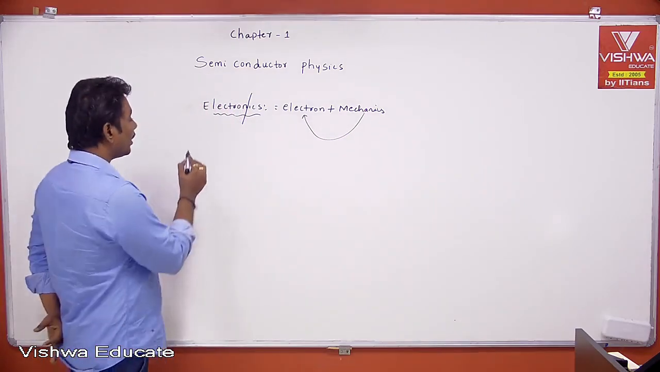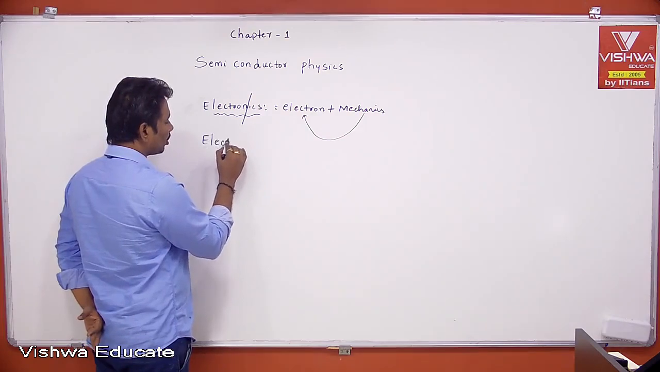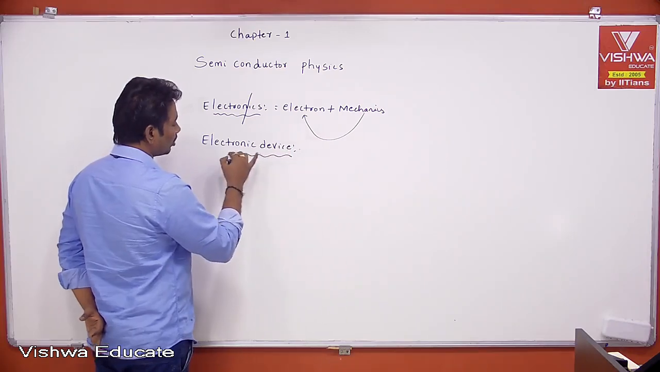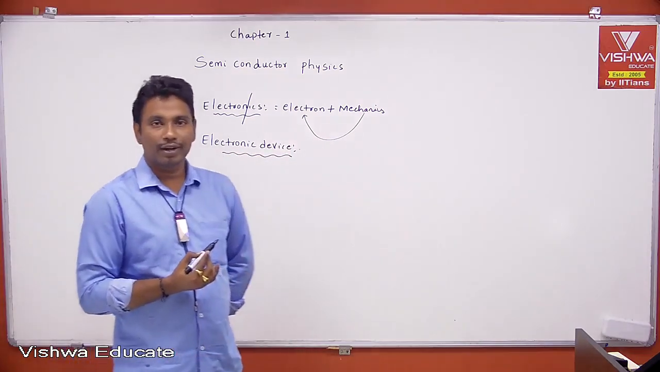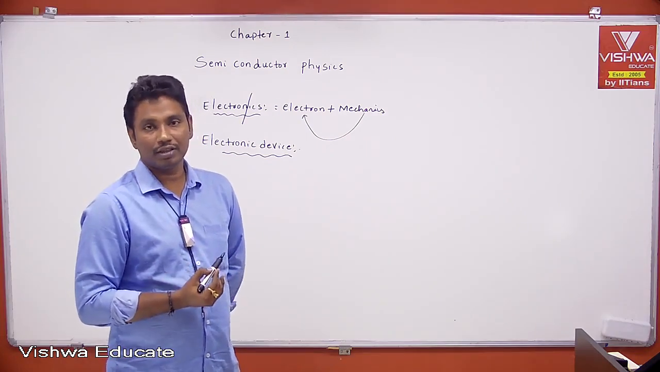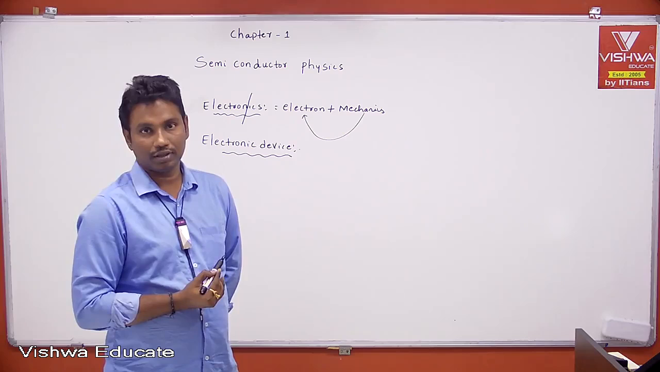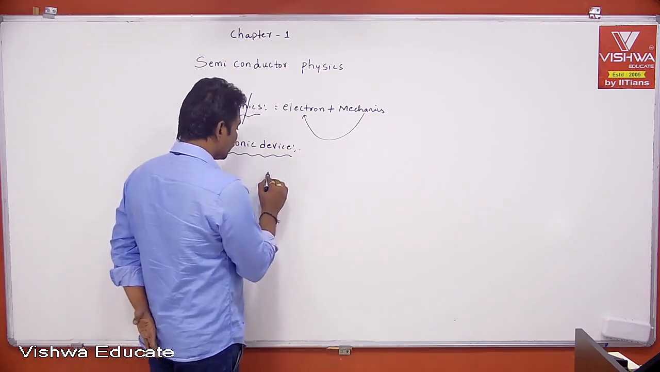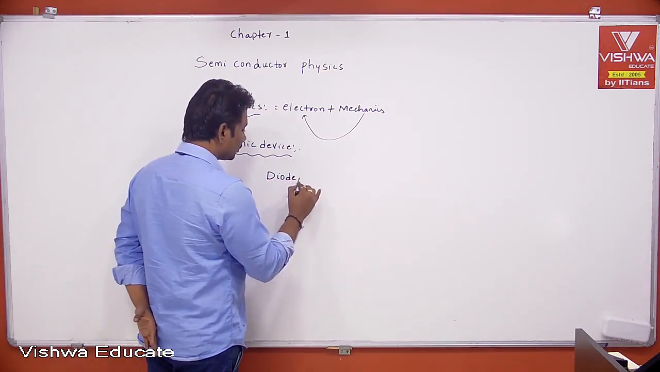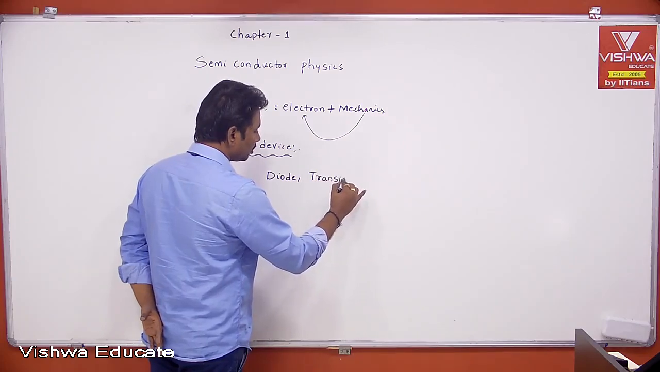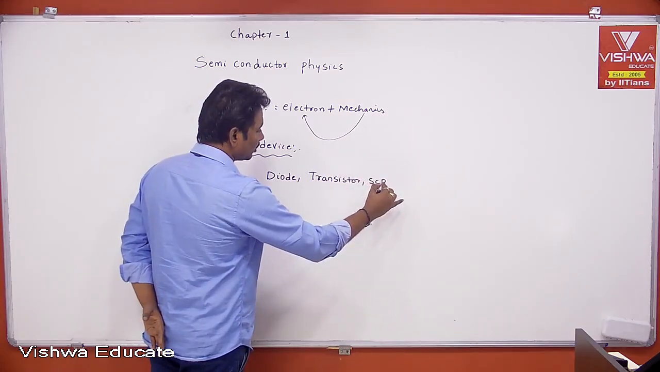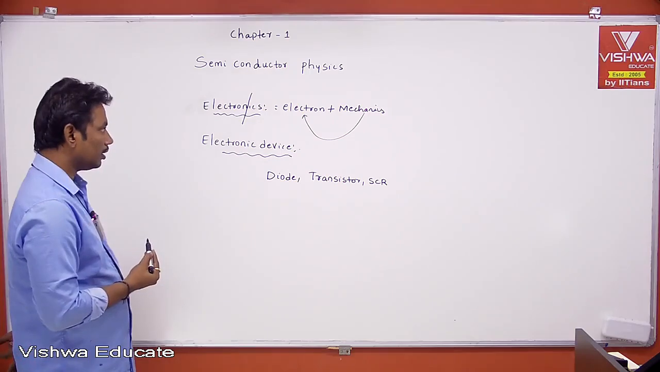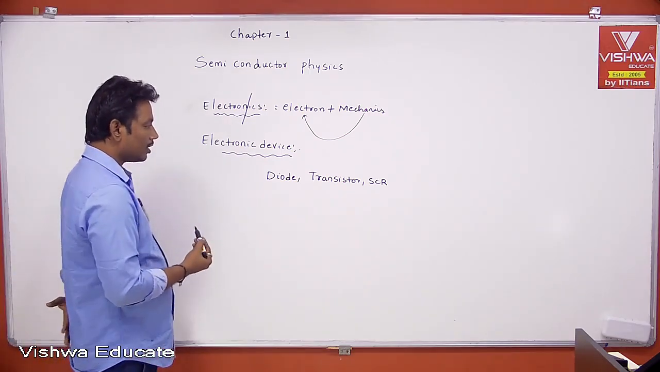The next one, electronic device. See, what is an electronic device actually? An electronic device is nothing but a device which is made with semiconductor material. Those devices are called electronic devices. What are the examples for electronic devices? Diode, transistor, and SCR. These are the examples for electronic devices.